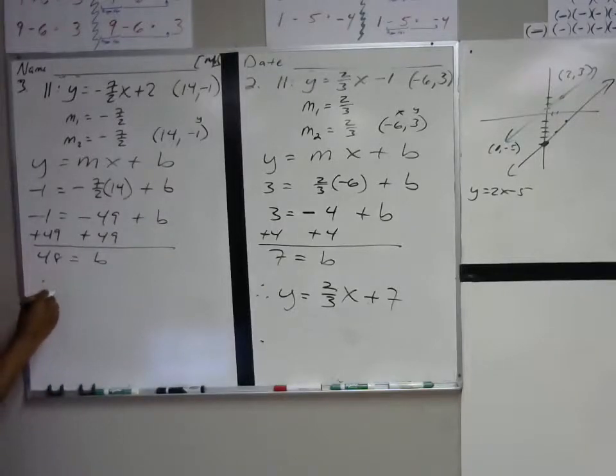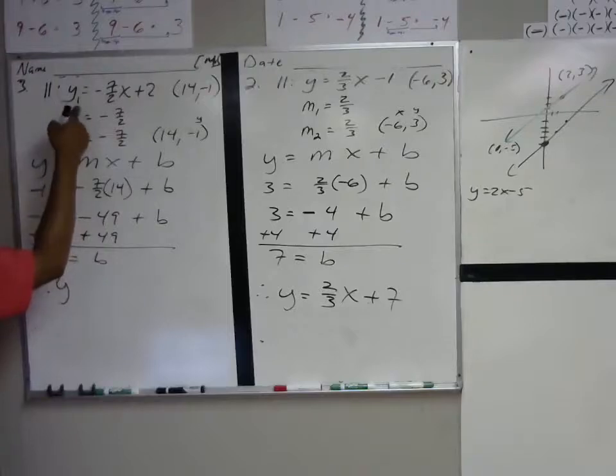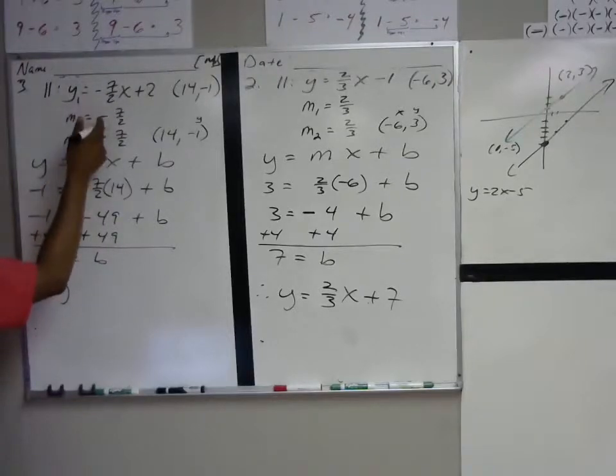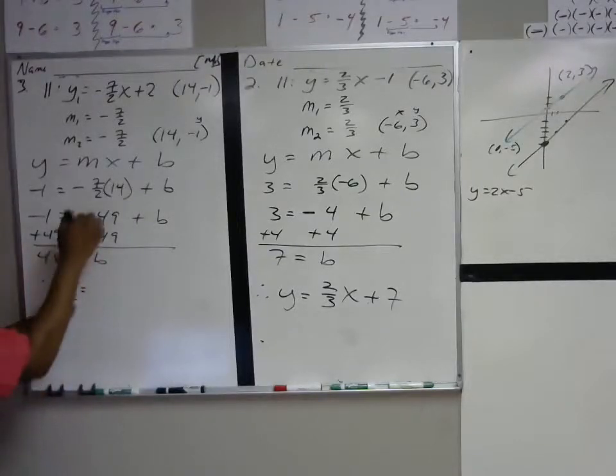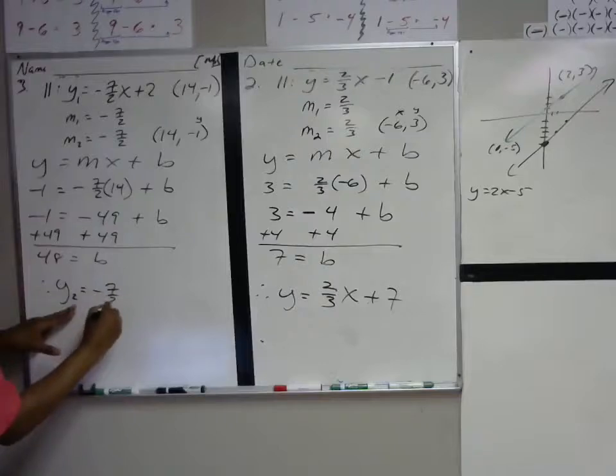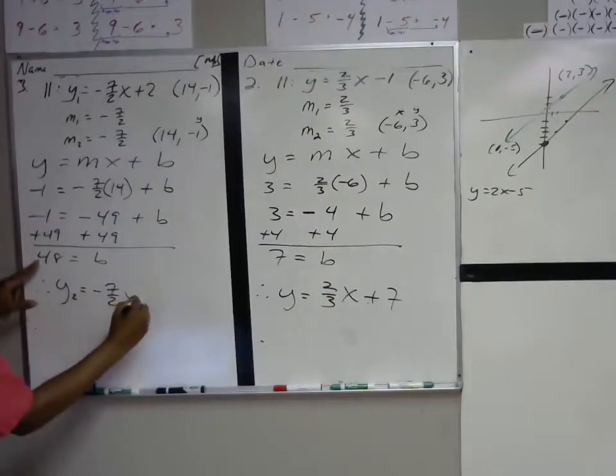Therefore, my conclusion is this. My second equation will be y. And sometimes we do this to distinguish between the first equation and the second equation. You'll see a y1 there to say this is the first equation, this is the first slope. And this will be the y2, second equation. Which will be, what's the slope? Oh, negative 7/2 x and then plus 48.